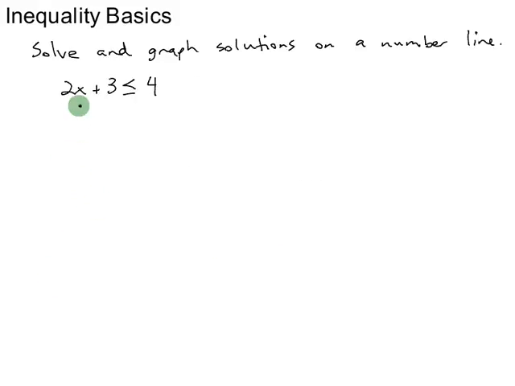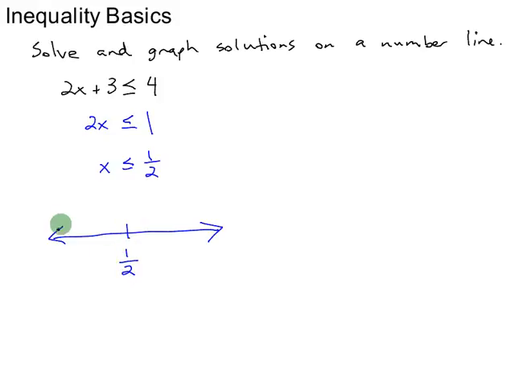So here I want to solve and graph the solutions for this inequality on a number line. So just like an equation, I'd be trying to solve for x, subtract 3 from both sides first, keep the inequality symbol, divide both sides by 2, and you can see that x is less than or equal to 1/2. So on a number line, we're going to call this spot the number 1/2. We know x could be anything smaller than 1/2 or equal to 1/2, so we'll put a shaded circle here.